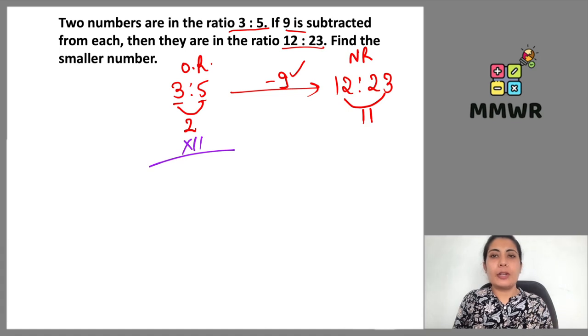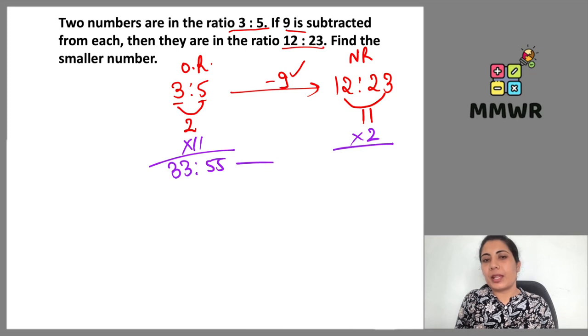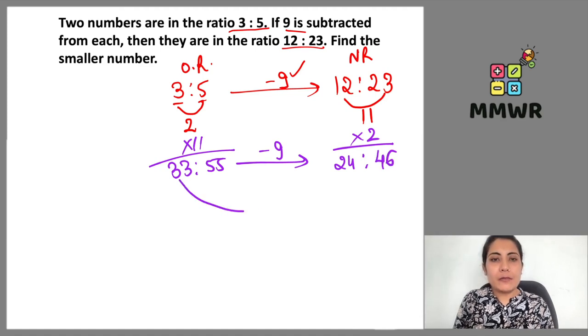For that, to the original ratio I will be multiplying by 11, and to the new one I will be multiplying by 2, because the LCM of 2 and 11 is 22. So 2 multiplied by 11 is 22, both the places I am getting. 11 multiplied by 3 is 33 and 55. After doing the subtraction of 9, I am getting the new ratio 24:46.